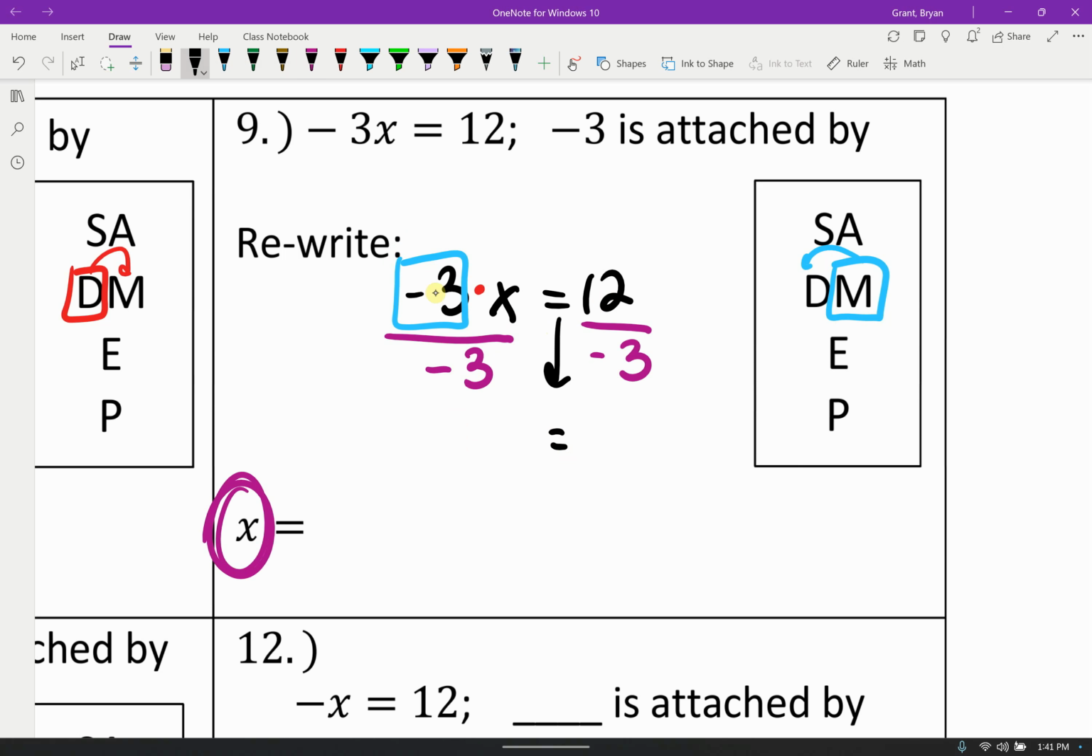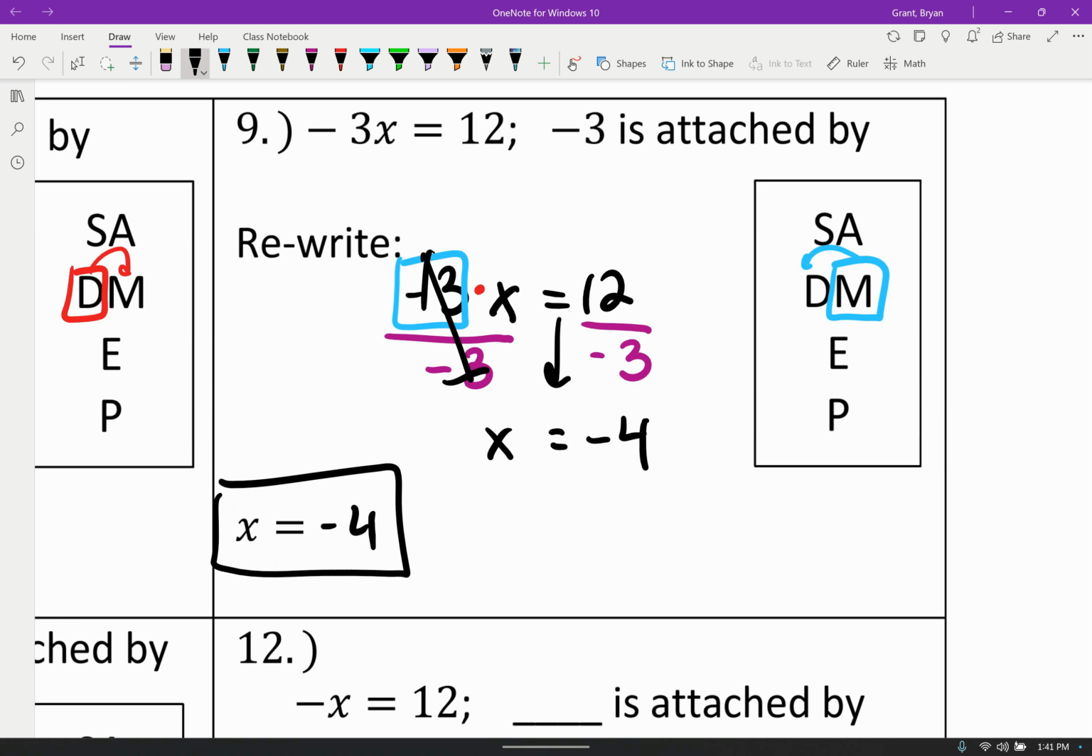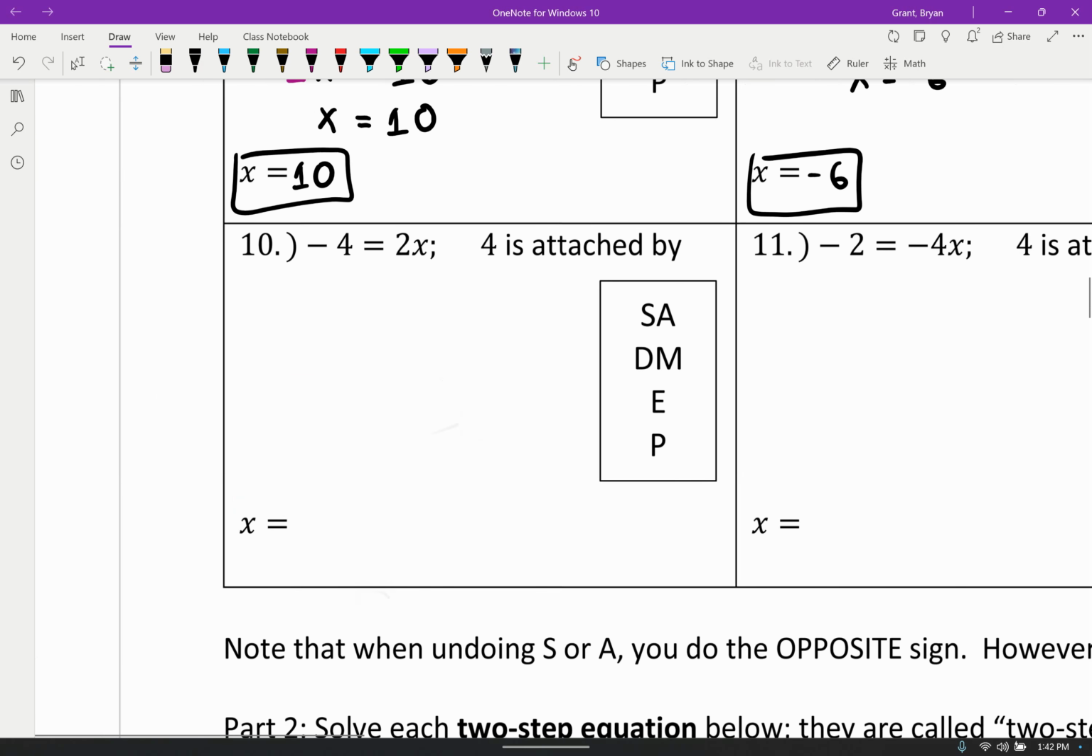Anything divided by exactly itself makes 1, which we don't need to write. Positive divided by a negative is a negative. 12 divided by 3 is 4. So we end up with x equals negative 4. And a quick check, negative 3 times negative 4 is positive 12. All right, 3 of these to go.